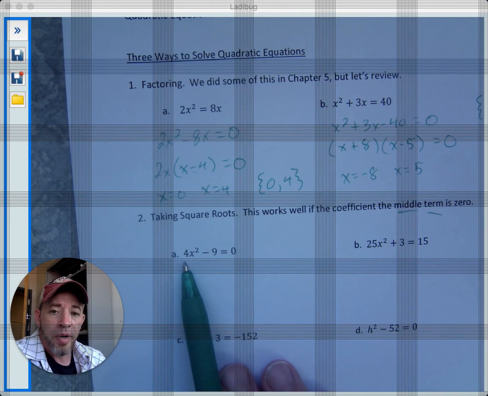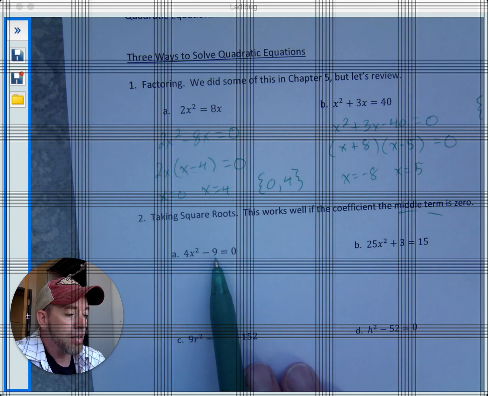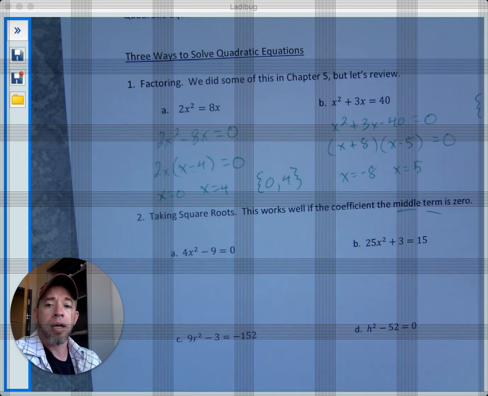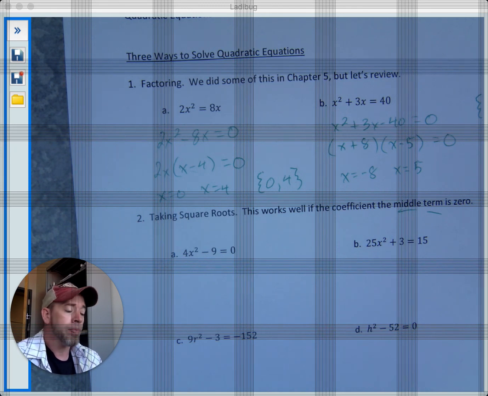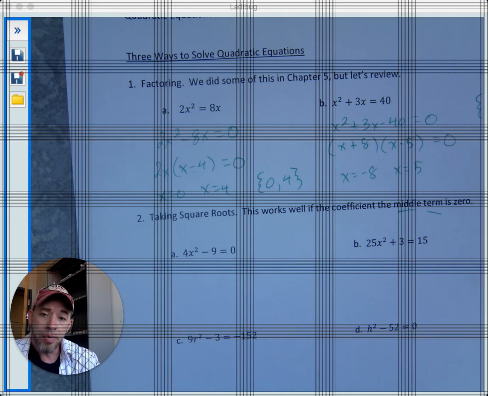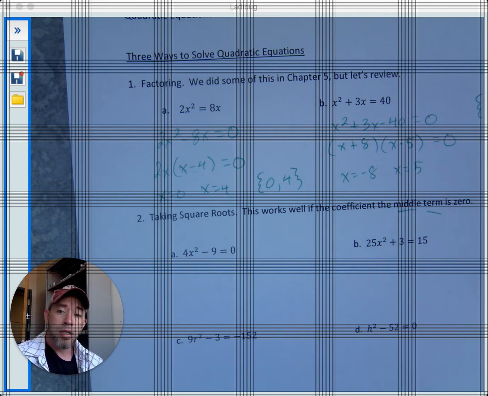Notice we have a squared term here and we have a constant here. We don't have something times x, so that's gone, it's missing. Well, basically it's 0, right? Your b value is 0. If you have a quadratic equation where your b value is 0, you can solve these equations by taking square roots. Okay? So this is a little bit different.